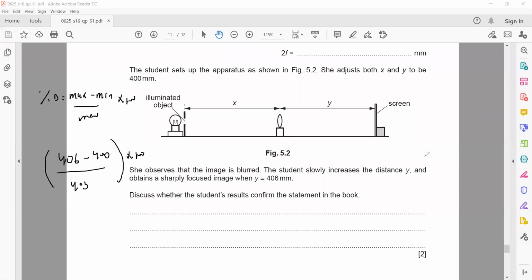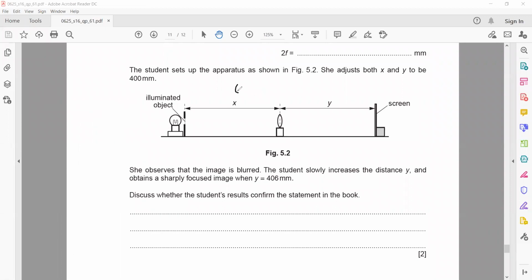Sir, I didn't understand this question. This part: the value of x must be equal to the value of y. The student adjusted the value of x to 400. In the beginning, he adjusted x to 400 and y was also 400, but he's observing a blur image. So he moved the screen so that he's getting a sharp image, and he gets a sharp image when the value of y is equal to 406.